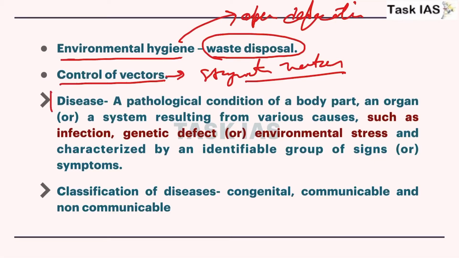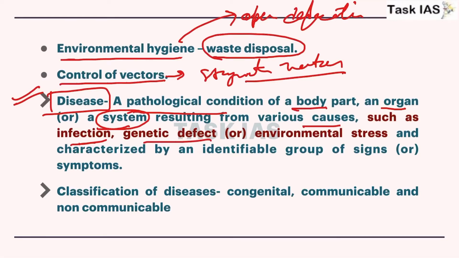Now disease. What do we mean by disease? This is a pathological condition of a body part, an organ or the whole body system, and it can be due to various causes such as infection, genetic effect or environmental stress. Here we have considered genetic, that means internal causes, as well as external causes like infection or environmental. Here environmental includes social or psychological factors as well.